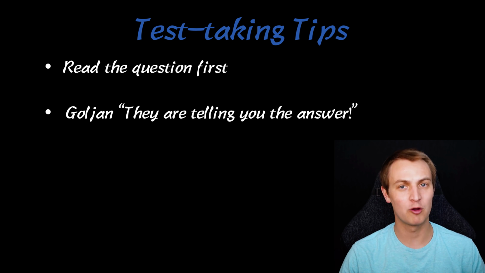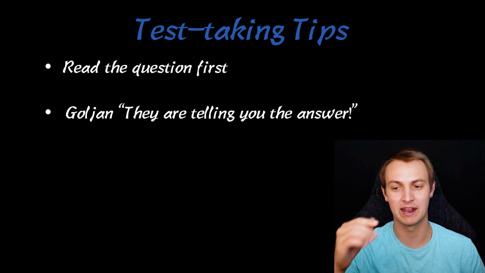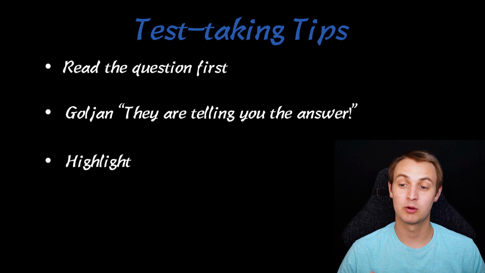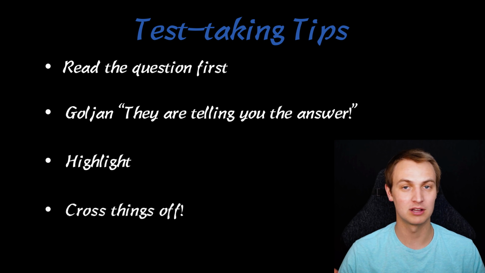And I feel like this was more of a rule out test than Step 1, where you could kind of just know the answer. This one you kind of had to cross things out and narrow it down. Highlight the most important things. This is crucial. If you can highlight the right things, you will get the answer right. And then, like I said, crossing things off. I feel like that was a lot more important in this.